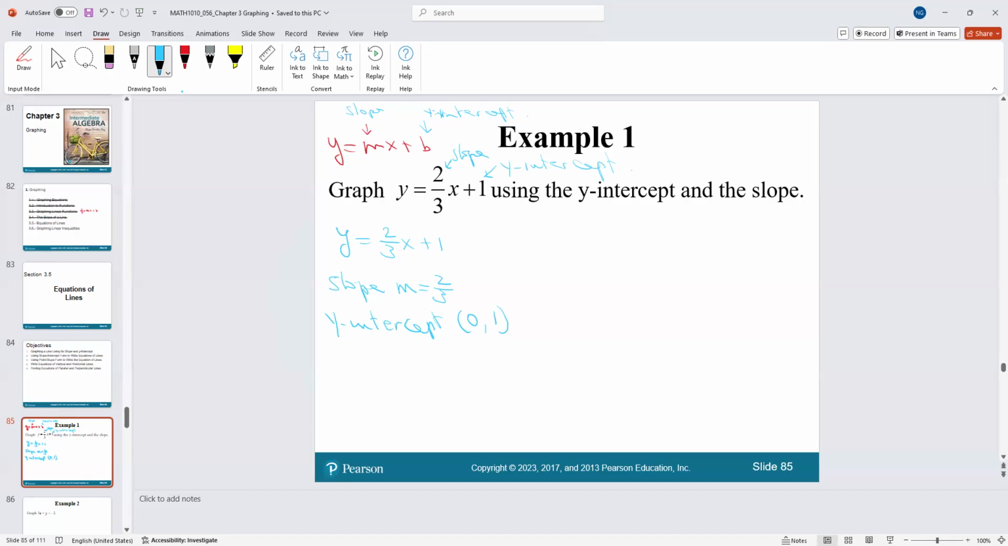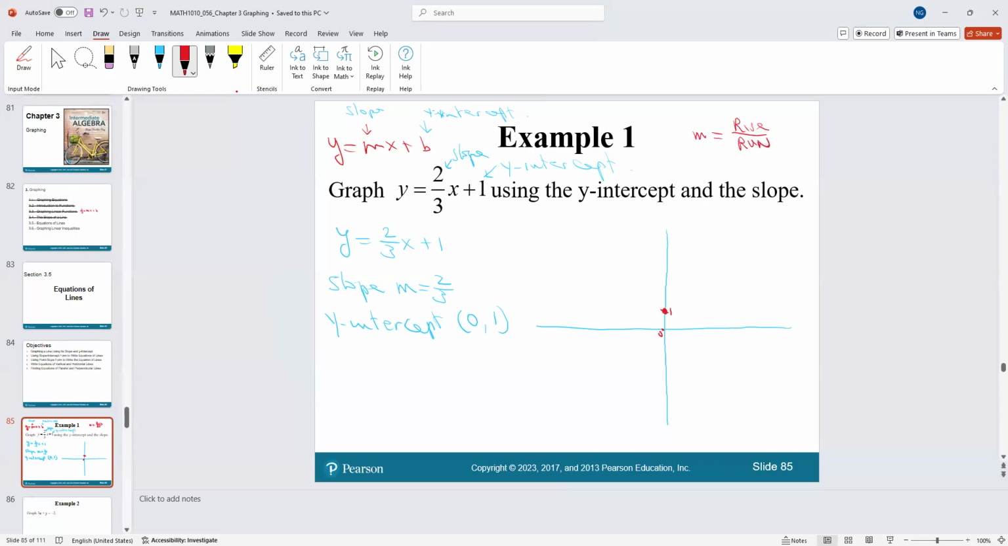To graph the line, we first need to plot the y-intercept. So in the xy plane, the first thing to do is to plot when x is 0, y is 1. So we know this is our first point. Now, remember the slope. Slope is rise over run.